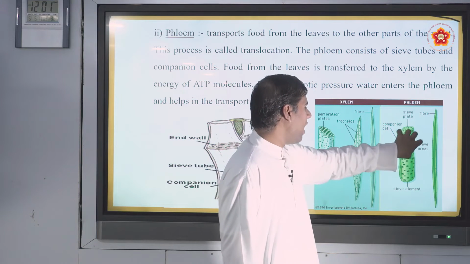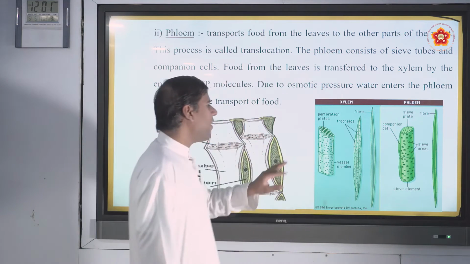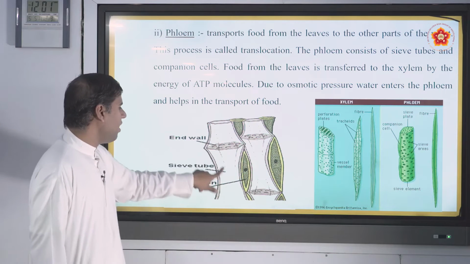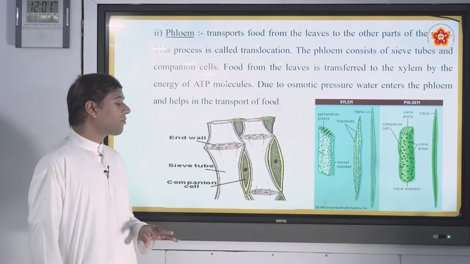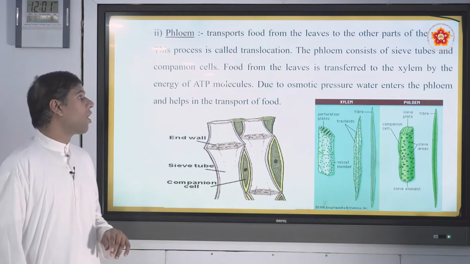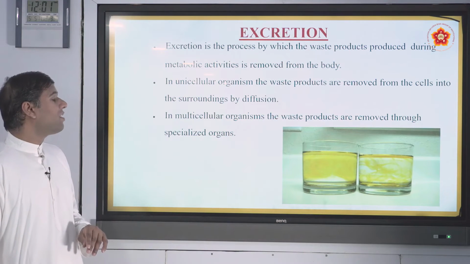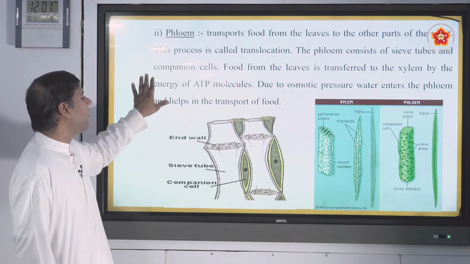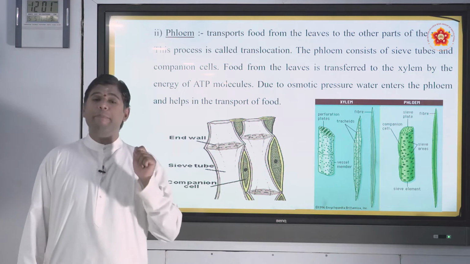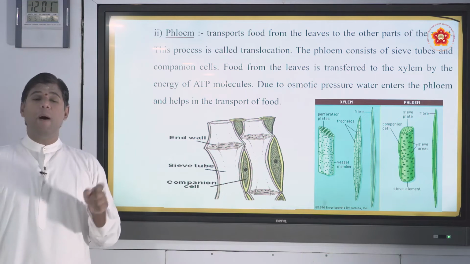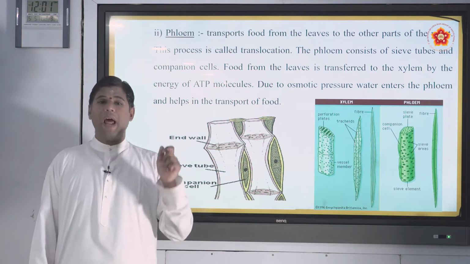It passes through here, and through these pores, it is given to the whole part of the body. So you can see how it moves through here, the end wall, the sieve tube and the companion cell. And this is how it moves across. So that's how it moves across, and here you have the phloem and the xylem. These are the most important parts in the transportation in plants.